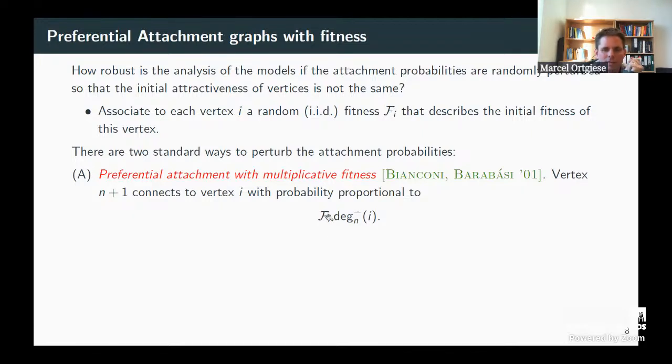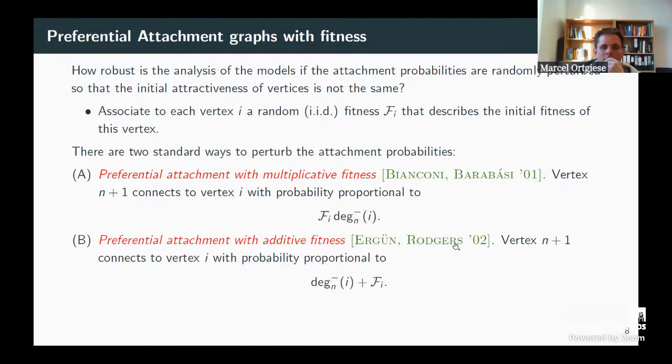So you multiply by some random fitness. That's quite a drastic effect in a way. If you have quite a high degree, and your fitness is 2, then everything gets multiplied by 2, whereas other people maybe don't get this multiplied.